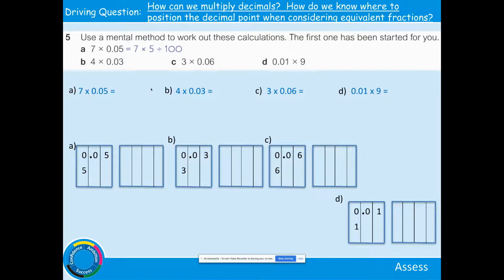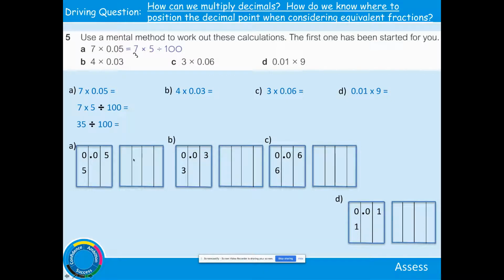Right, okay, this was just the same as on the previous page, but to make my 0.05 a whole number, I've had to multiply by 100 to move it 2 places. So you multiply by 100, which means you then have to divide by 100. So 7 times 5, divide by 100. 7 times 5 is 35.